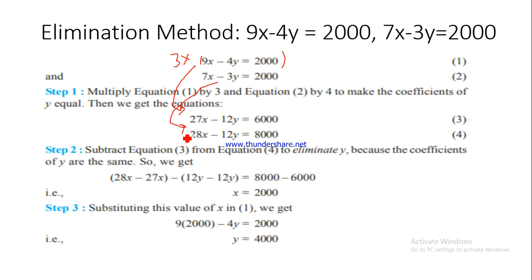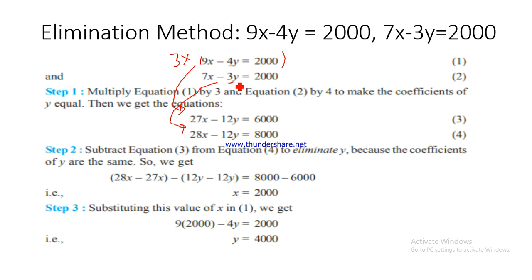Is this fine? Now the question is, why did we multiply equation 1 by 3 and equation 2 by 4? Because we had to eliminate one of the terms and we had decided that we will try and eliminate y. And to eliminate a particular term, you have to make the coefficients equal, right? Here the coefficient of y is 4 and in the other equation it is 3. So how can they be equal? 4 into 3 is equal to 12 and 3 into 4 is equal to 12.